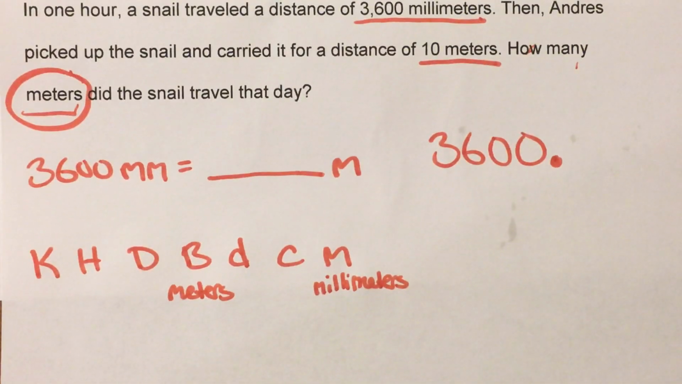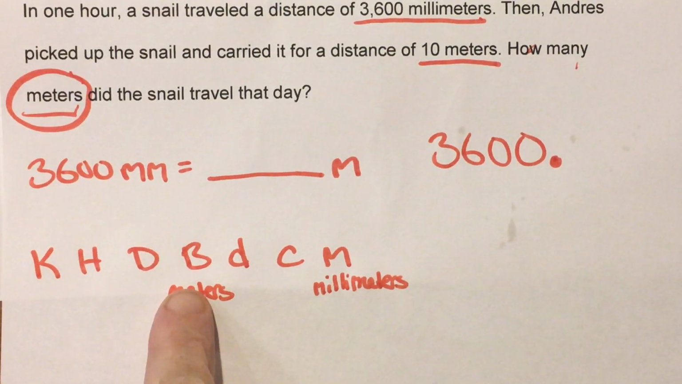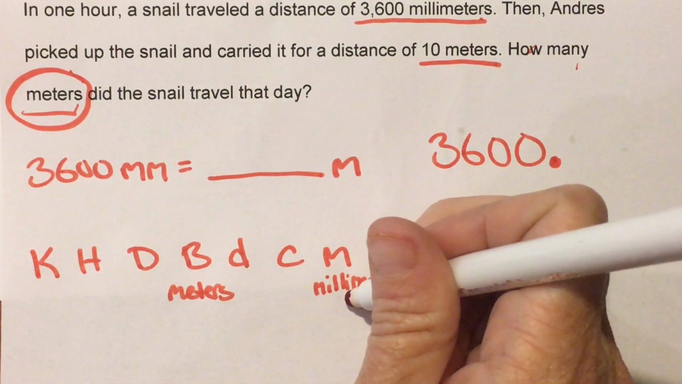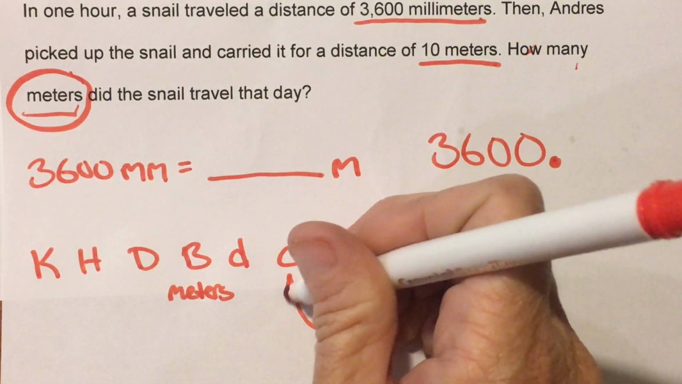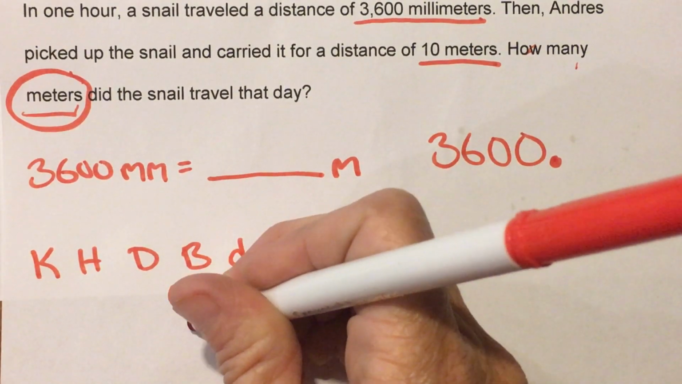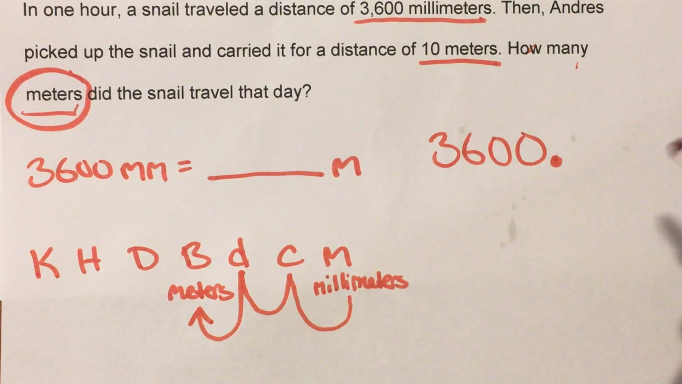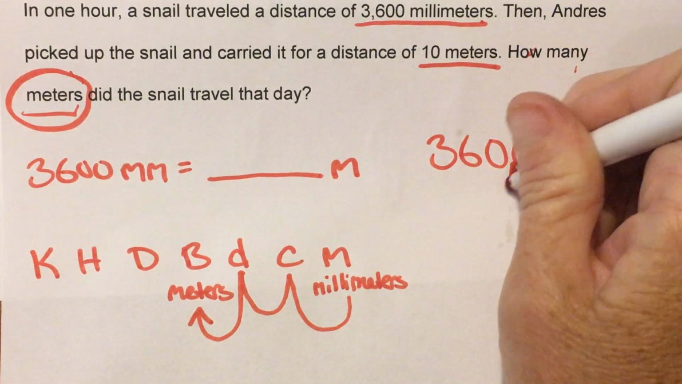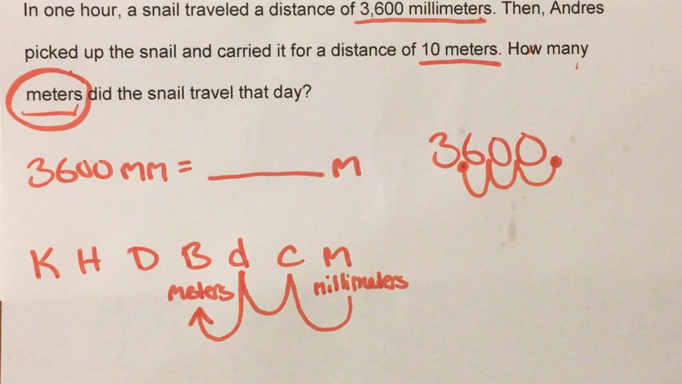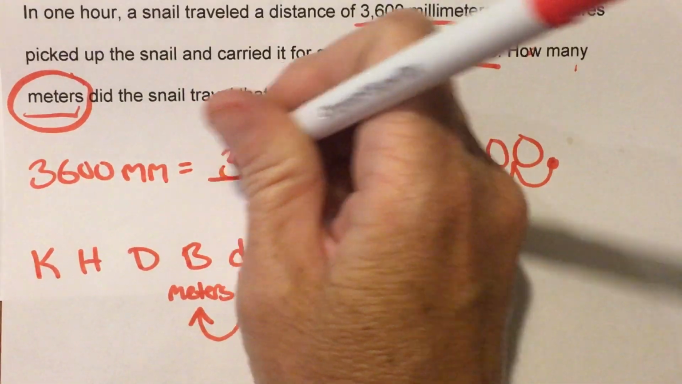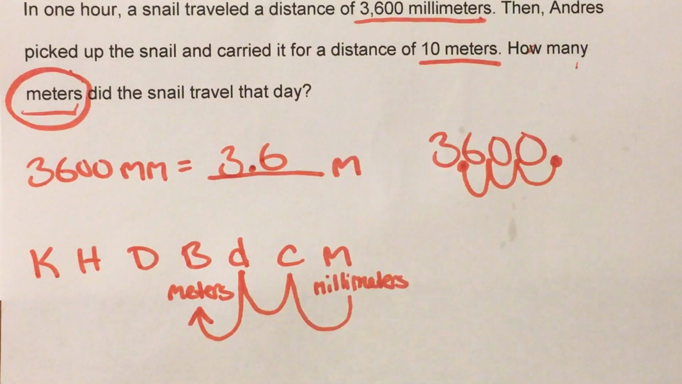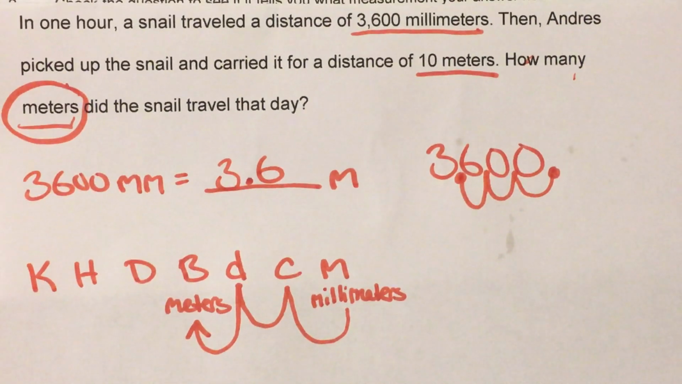Okay, so I'm going to be going from millimeters to meters. So I'm going to go not to centi, not to deci, but to base meters. So I went 1, 2, 3 to the left. 1, 2, 3 to the left. So 3,600 millimeters is the same as 3.6 meters.